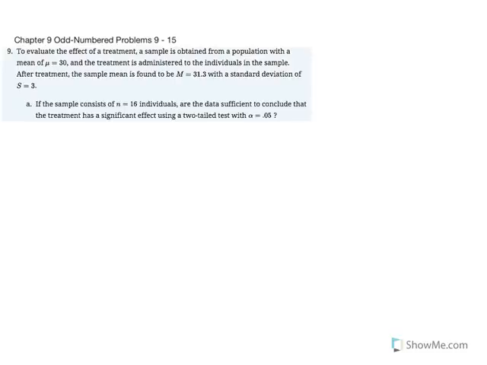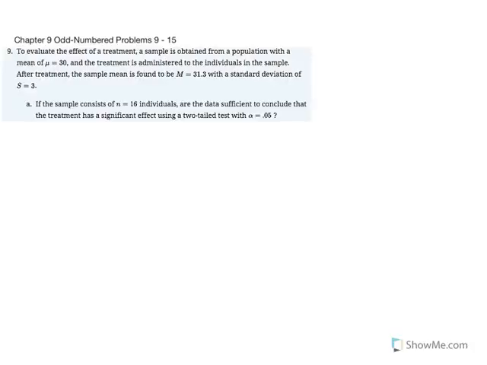Notice that we're using a sample standard deviation as opposed to sum of squared deviations. This will allow us to illustrate the process of computing the estimated standard error of the mean using standard deviation as opposed to variance. A says, if the sample consists of n equal to 16 individuals, are the data sufficient to conclude that the treatment has a significant effect using a two-tailed test with alpha equal to 0.05?